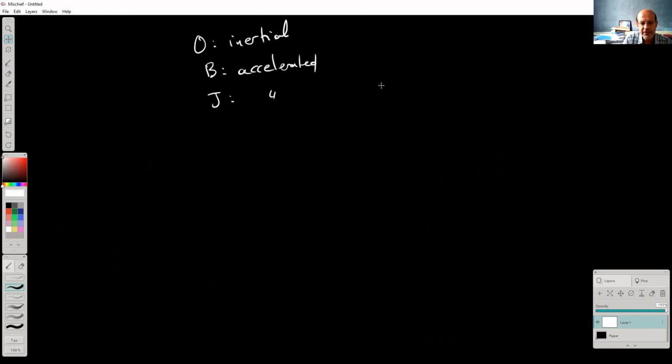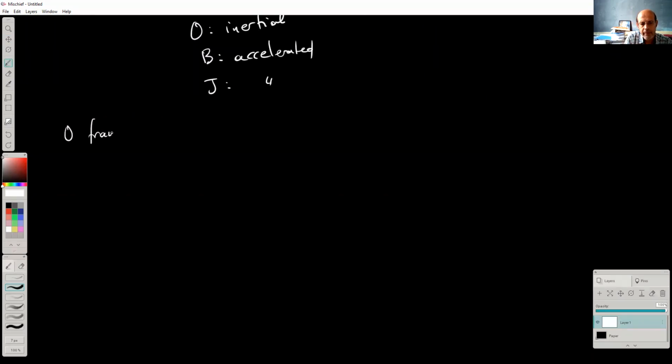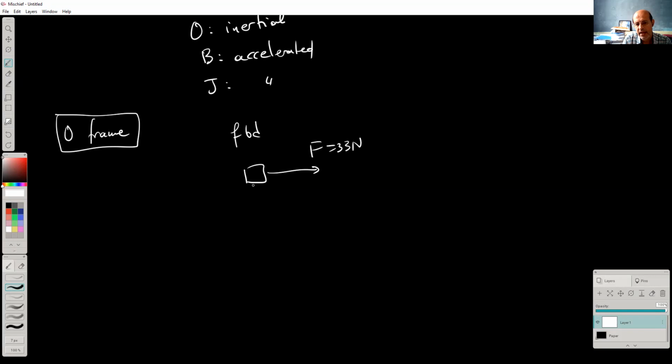So in the O reference frame, this is the free body diagram. We have the real force acting on it, so that's 33 newtons. This is a 3 kilogram object, obviously. M is 3 kilograms. As a result of this, it has an acceleration. It was supposed to be blue, so let me make it blue. I always drew this with the blue color. So in that case, we say that F equals MA.